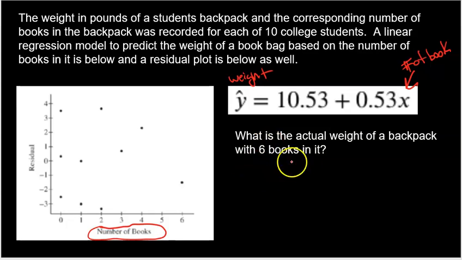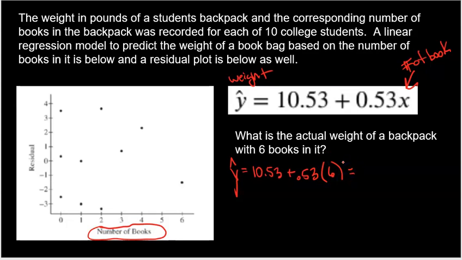Okay, so remember, let's see here. What is the actual weight? Well, I don't know what the actual weight is. This is not a scatter plot, so I can't look it up. This is a residual plot. But here's what I can do. First and foremost, I could get the predicted weight, because that is exactly what this equation is used for. It is used to take a number of books and predict a weight.